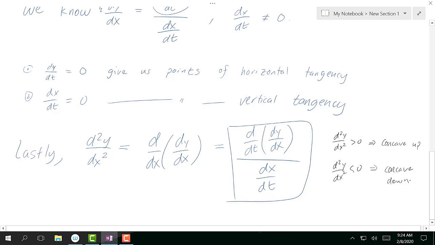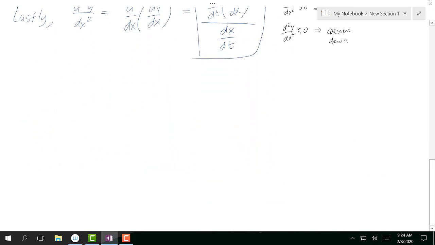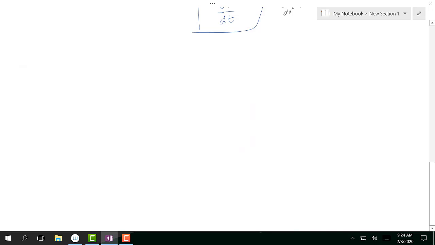Okay, so we're going to look at a complex example just to tie everything we did together. So I'm going to go ahead and do that now. Let's give ourselves some space. Okay. So what we're going to be looking at is an example question.